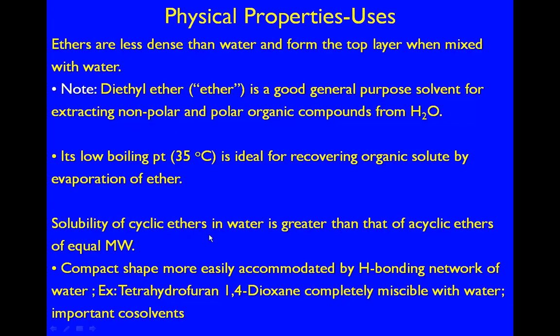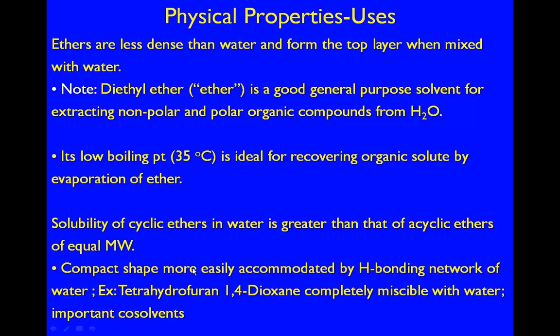How about cyclic ethers? Cyclic ethers are more miscible in water than acyclic ethers because of their compact shape, and they can easily participate in hydrogen bonding. So tetrahydrofuran, dioxane, such solvents are completely miscible with water. If you were to mix 500 ml of tetrahydrofuran and 500 ml of water in your separatory funnel, you would not see two layers, you would mostly see one layer, because tetrahydrofuran is quite miscible with water. So that could be a disadvantage or an advantage at times, as you need.